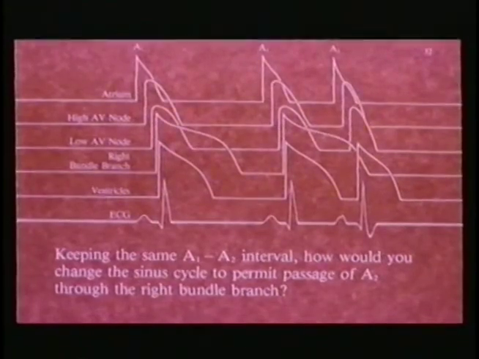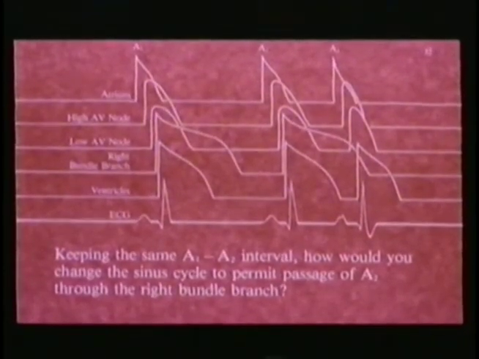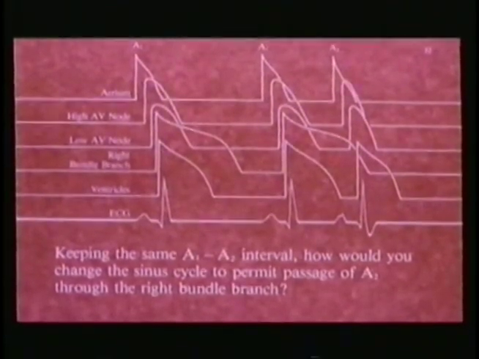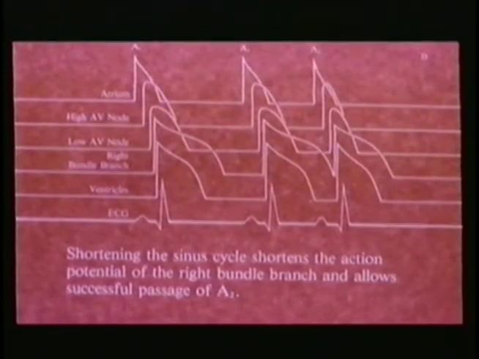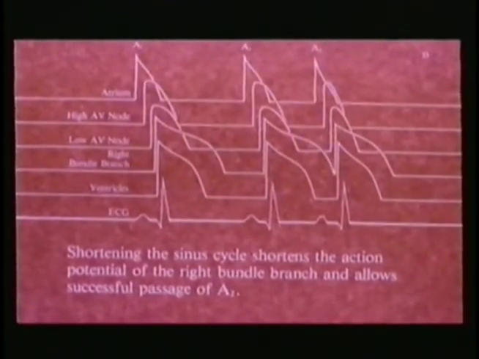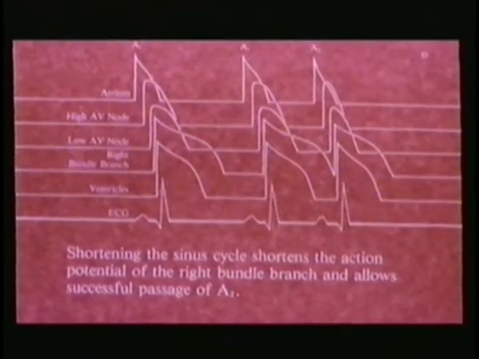32. Keeping the same A1-A2 interval, how would you change the sinus cycle, that is, the A1-A1 interval, to permit successful passage of A2 through the right bundle branch? 33. Shortening the sinus cycle shortens the action potential of the right bundle branch and allows successful passage of A2.